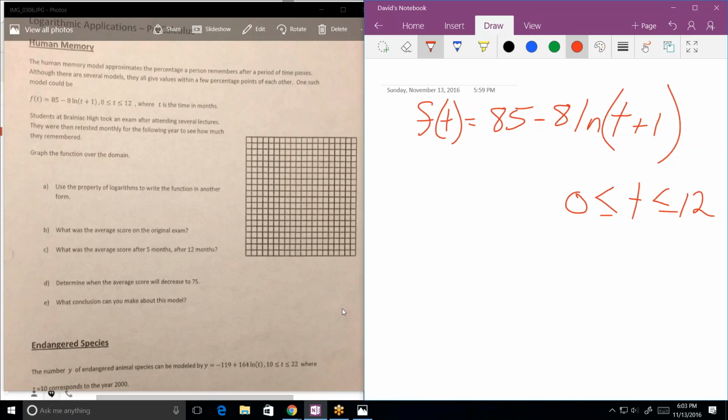Because as t goes up, what I'm subtracting becomes greater as t increases. So at some number of t, you're going to remember like 75% total. At some number of t, you might only remember 50%. So the more time that passes, the less you tend to remember. All right, so let's look at what they want here.